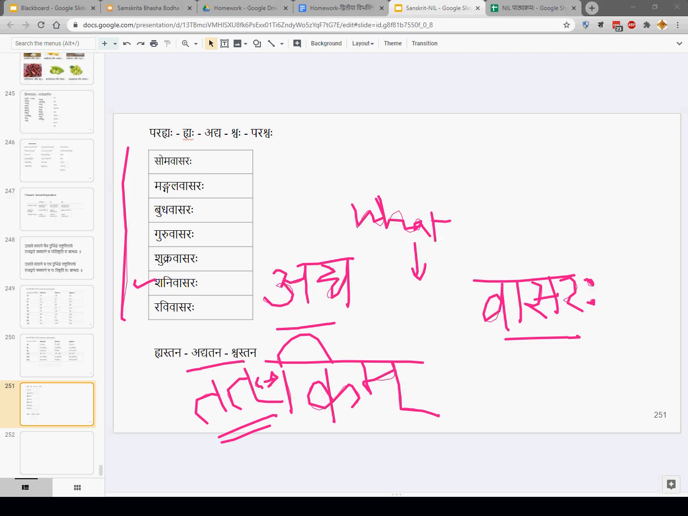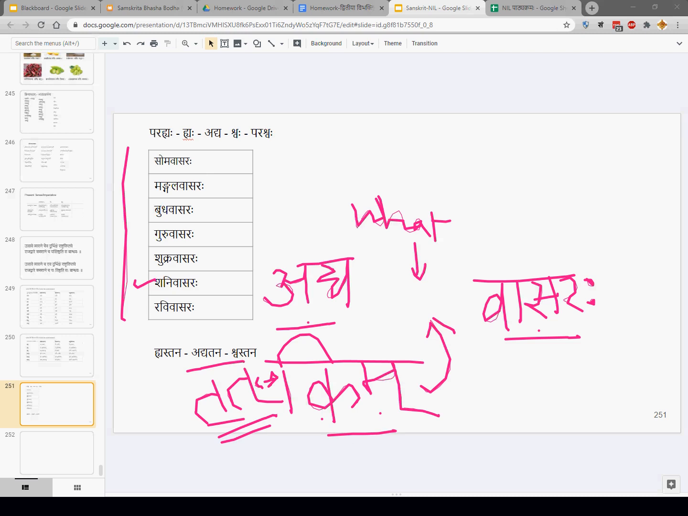These are related because both are napumsakalingam, both are neuter words, Kim and tat. Now, "Adya Vasaraha." We want to introduce "what" here: Kim Adya, Kim Vasaraha.